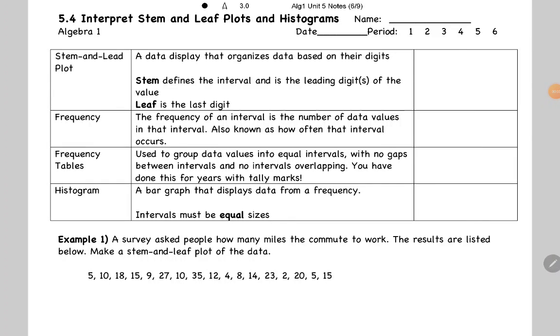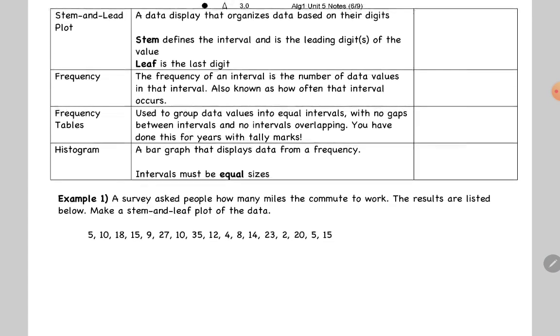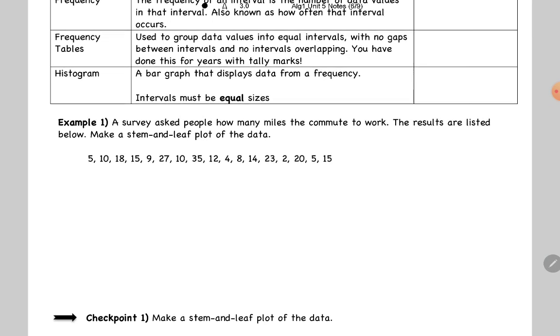Today we're going to be looking at stem and leaf plots and histograms. Let's just look at examples. Here, a survey asked people how many miles they commute to work. The results are listed below. Make a stem and leaf plot of the data. So how many miles does it take for them to get to work?